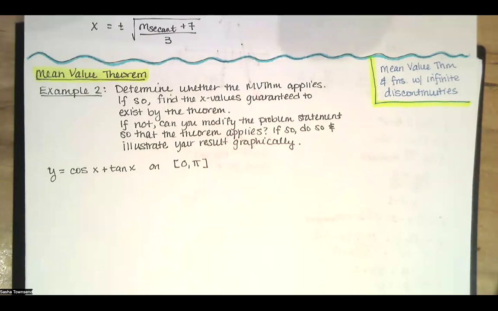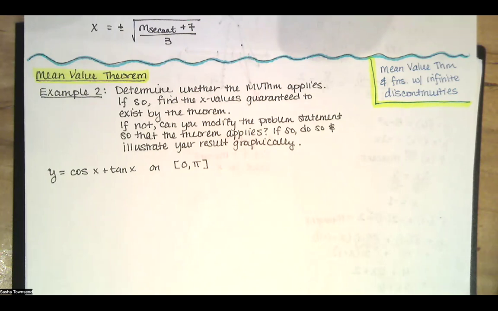In this video, we look at a couple more examples involving the mean value theorem. And in these two particular examples, we're dealing with functions that have infinite discontinuities in the interval of interest. So the problem statement says, determine whether the mean value theorem applies. If so, find the x values guaranteed to exist by the theorem. And then if not, can you modify the problem statement so that the theorem does apply? If so, do so and illustrate your result graphically.